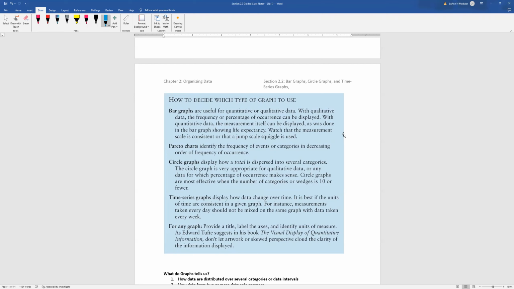A time series graph displays how data changes over time. It's best if the units of time are consistent in a given graph. For instance, measurements taken every day should not be mixed on the same graph with data taken every week. And then for any graph, provide your title, label the axes, and identify units of measure. And then don't let artwork or skewed perspectives cloud the clarity of the information displayed.